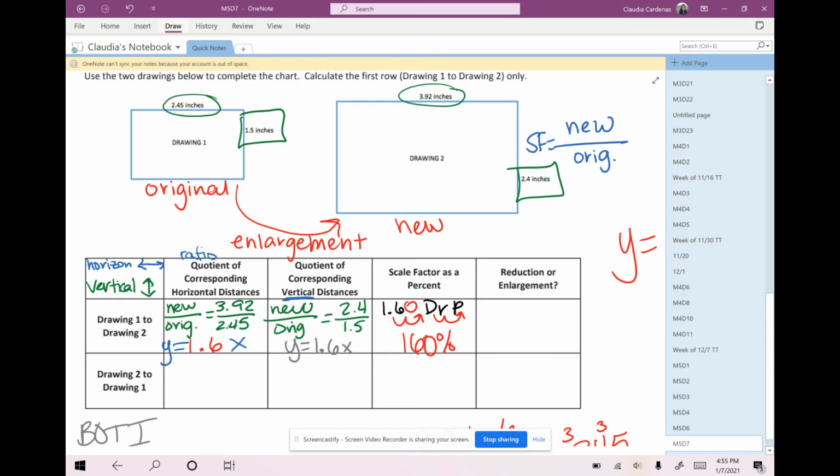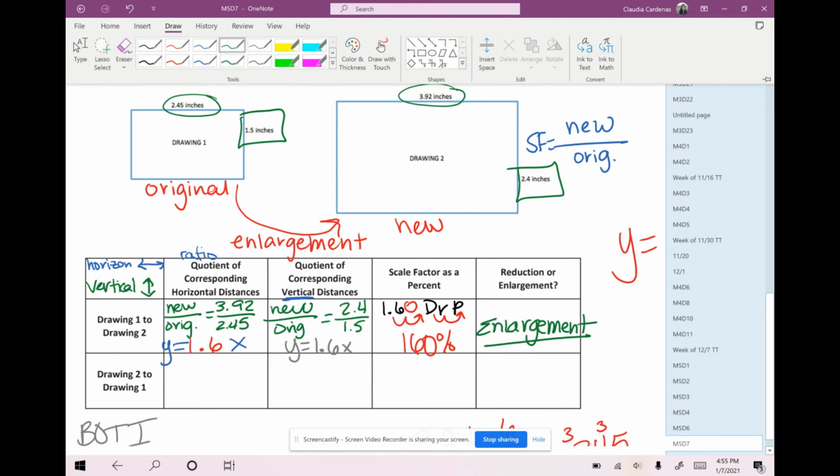Confirmation, it is an enlargement, and we know that because the percentage is more than 100%, right? We saw it visually, and now we confirmed it mathematically. So now they want us to do the same thing, but now going the opposite direction from drawing 2 to drawing 1. So I'm going to keep what I have already.